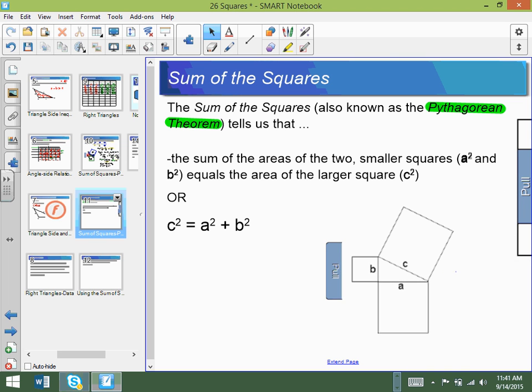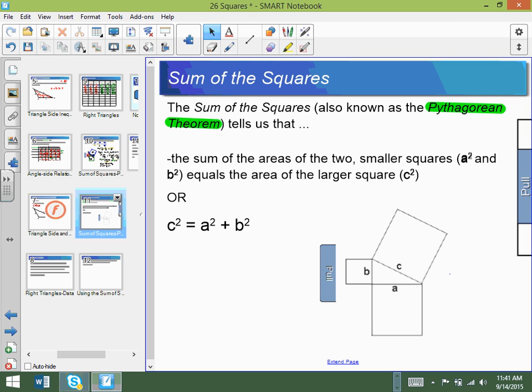So visually, just bring this back out and label it. So here's the area of the square with side length C. Here's the area B squared of the square with side length B. And over here, A squared, the area of the square with side length A. And take note that these are the lengths of the sides of a right-angled triangle. Okay, so the Pythagorean Theorem.